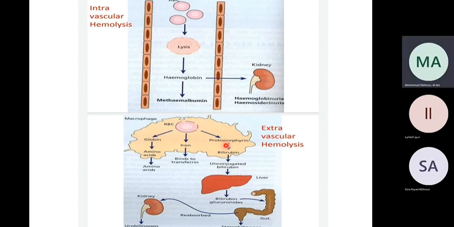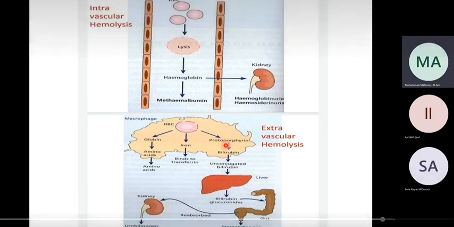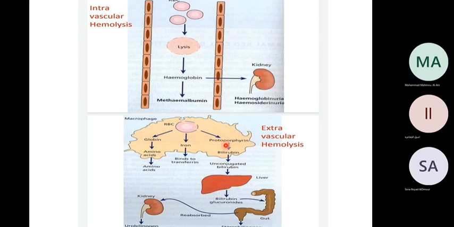The second reason it is important to know if it is extravascular or intravascular: if it is extravascular and the site of destruction is the spleen, one of the treatment options is removing the spleen, doing a splenectomy, removing the site of destruction, like in patients with hereditary spherocytosis. When we remove the spleen, the RBC lifespan will be 120 days as normal, because they are not destroyed in the spleen.